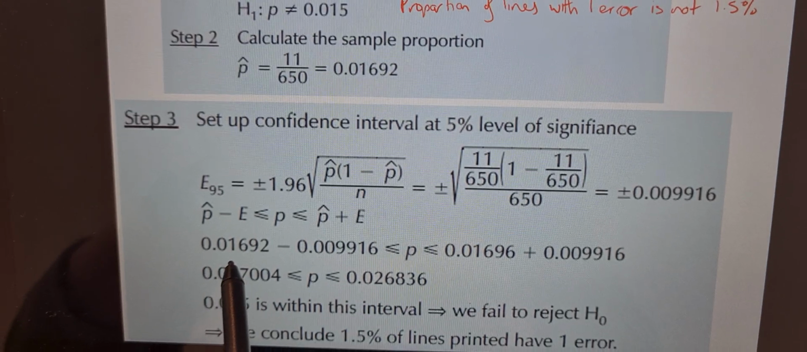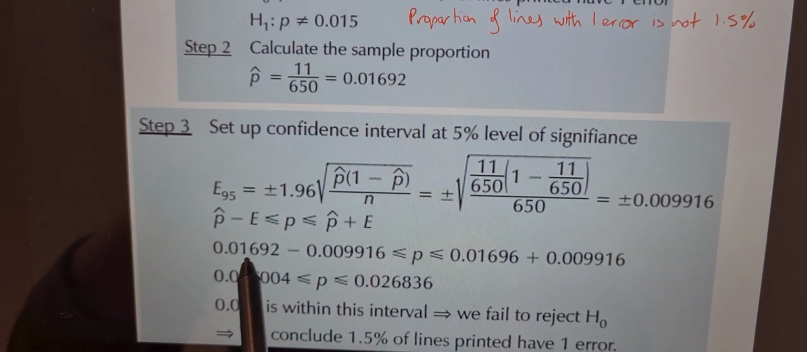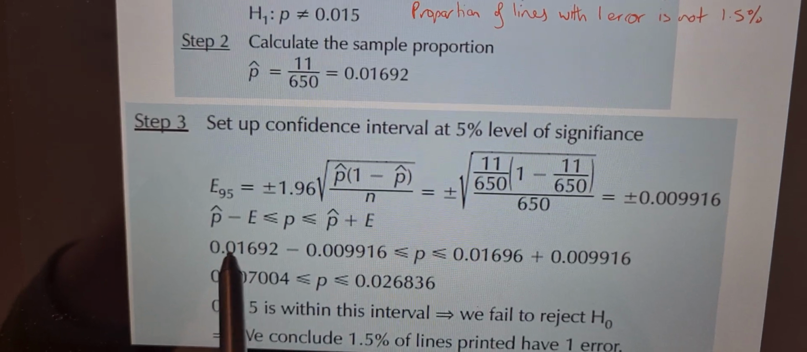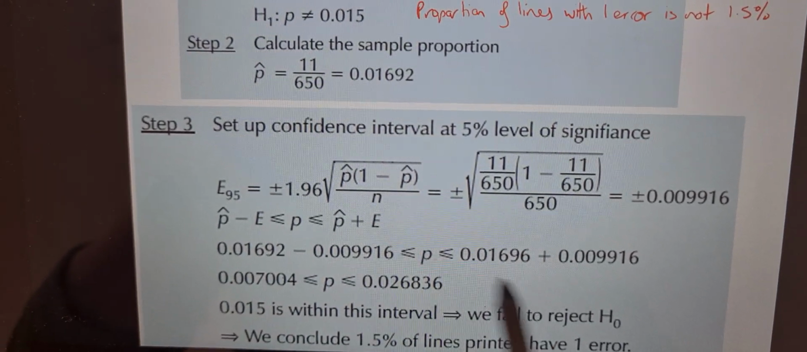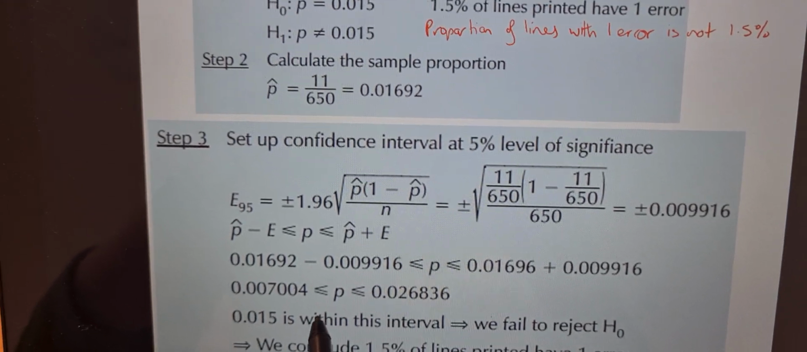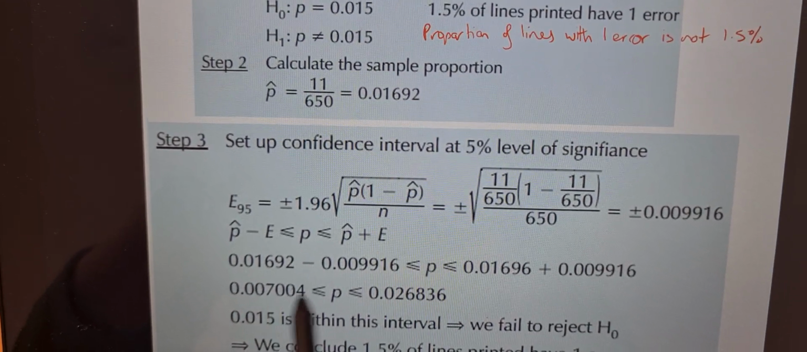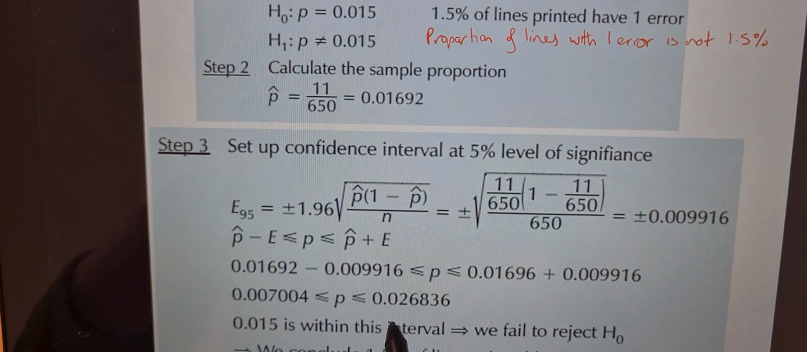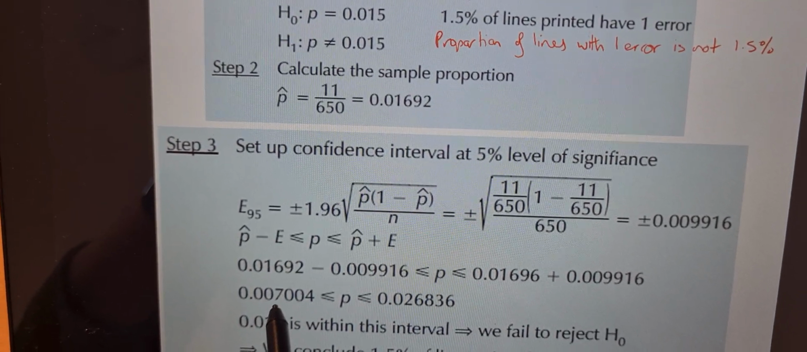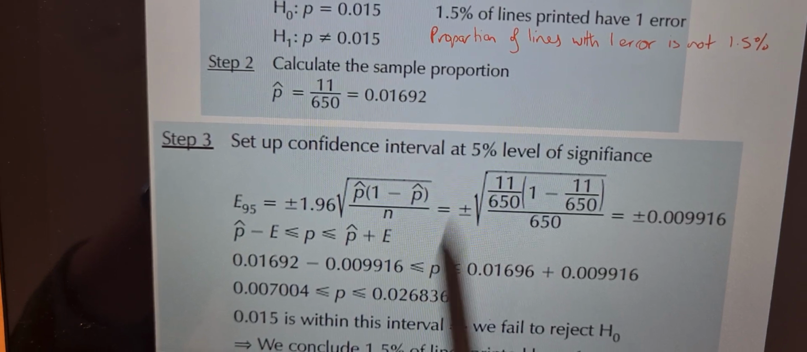So I'm just subbing that into the confidence interval formula. So it'll be p hat, again, they're leaving it in decimal format. You can leave it as the fraction, which was 11 over 650. But anyway, it's p hat minus the margin of error and then p hat plus your margin of error. So that tidies up to be the true proportion lies between 0.007 and 0.02. Okay, you can write them as percentages if you want. So that would be 0.7%, and that would be 2.68%.